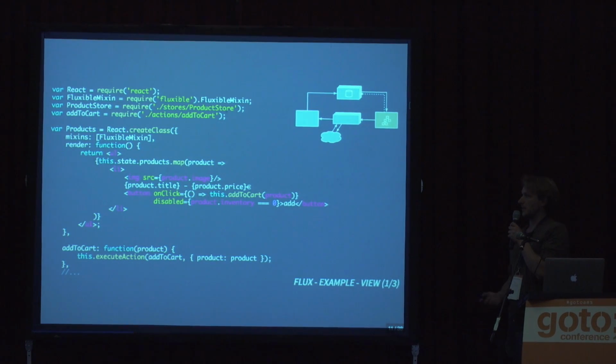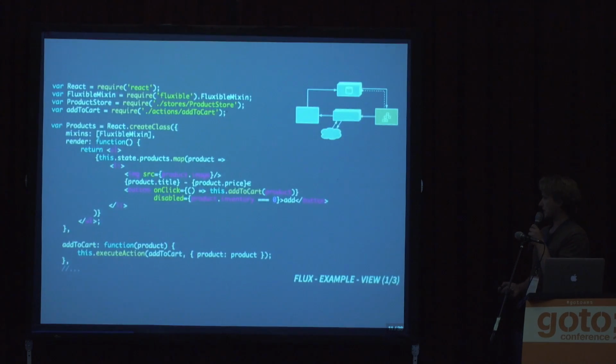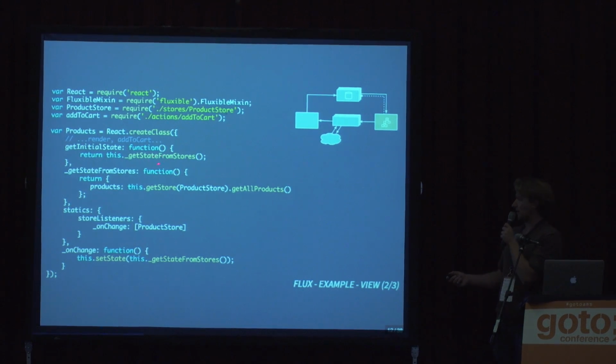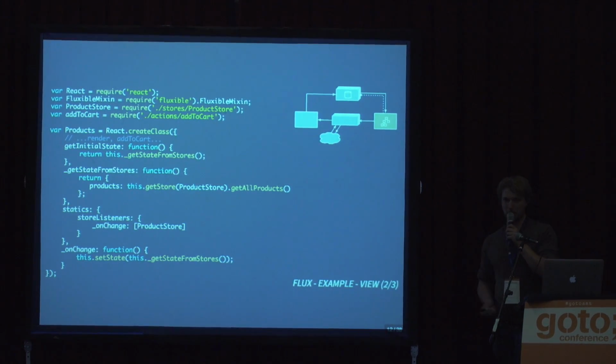And yeah, it just renders the title, the price, and this image and a button, as we've seen in the demo. And well, functionality-wise, this is pretty much everything that's needed to be done here. But there's some boilerplate code, where you have to connect this view component to the store.